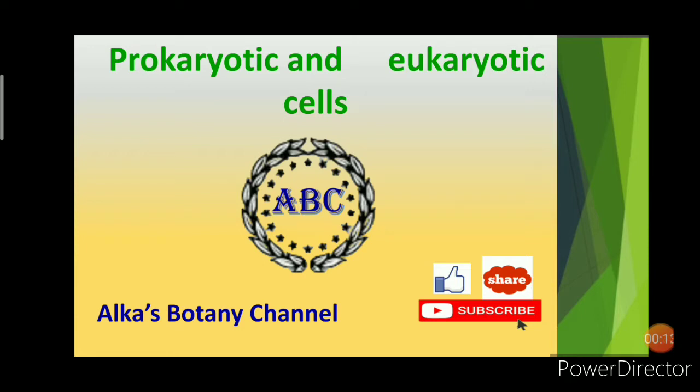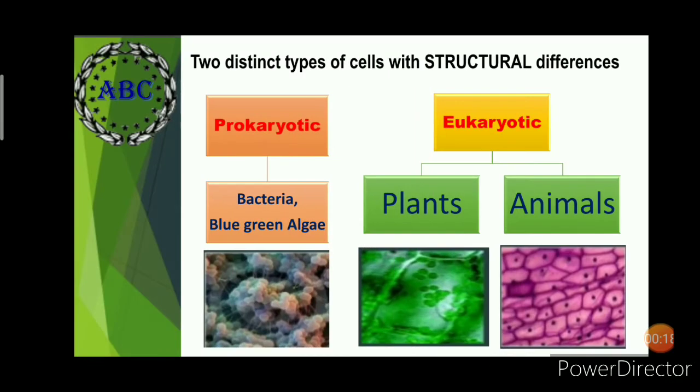Today we are going to learn prokaryotic and eukaryotic cells in detail. Considering presence or absence of true nucleus, the cells were classified into two primary kingdoms, prokaryotes and eukaryotes. Prokaryote cells are without a true or well organized nucleus, and eukaryote cells have a true nucleus. In prokaryotic cells, bacteria and blue-green algae are the best examples, and eukaryotic cells are present in all plants and animals.